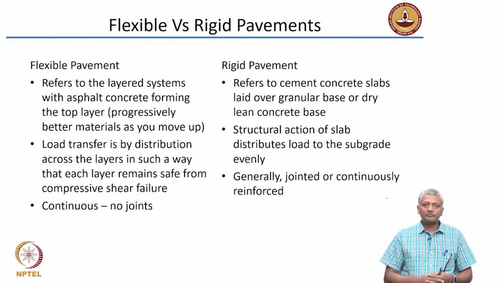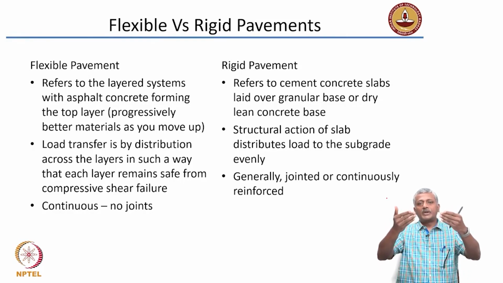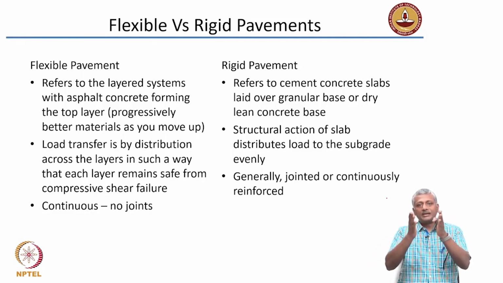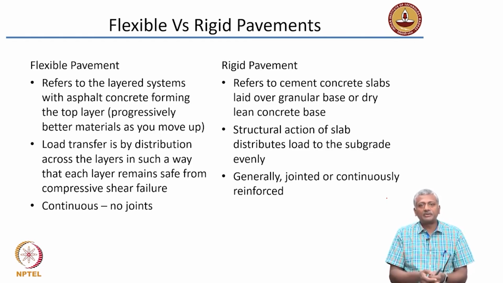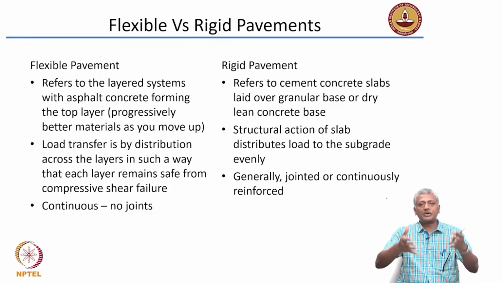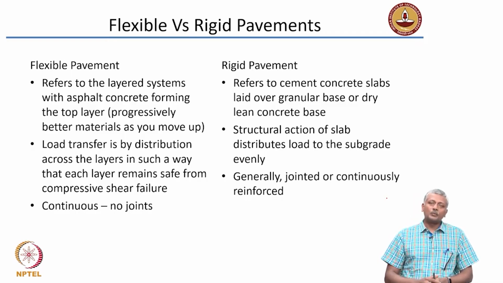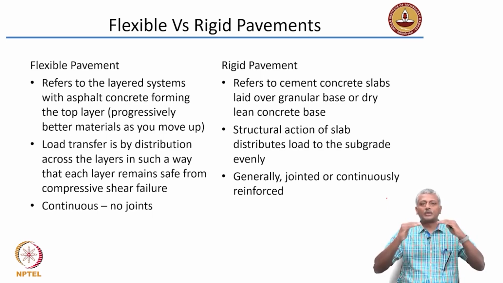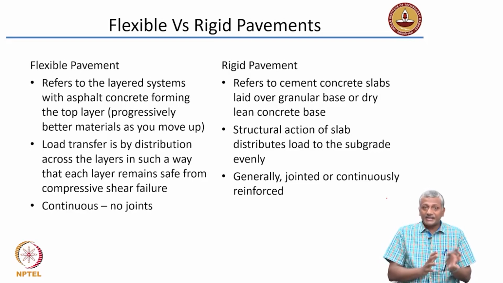So, what would that mean? We have a very good quality material at the top, so it can take a larger load intensity, but when it transfers this load to the layer below, the intensity has to reduce and then further reduce and further reduce. That is what the idea of a flexible pavement is, that the layers are able to deform and reduce the load intensity in such a way that what you convey to the bottom layers is lower than what the top layer feels. Okay. So, load transfer is by distribution across layers in such a way that each layer remains safe from compressive shear failure. So, that is a flexible pavement.